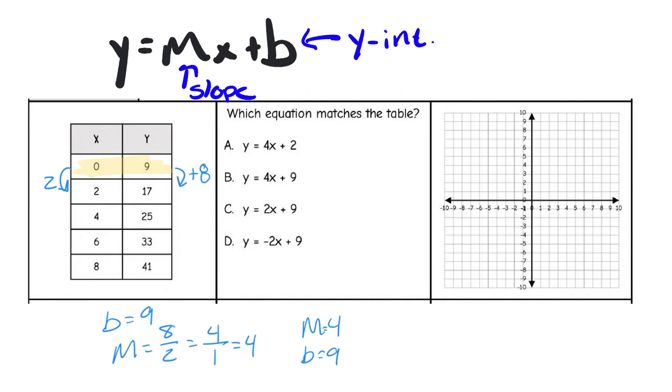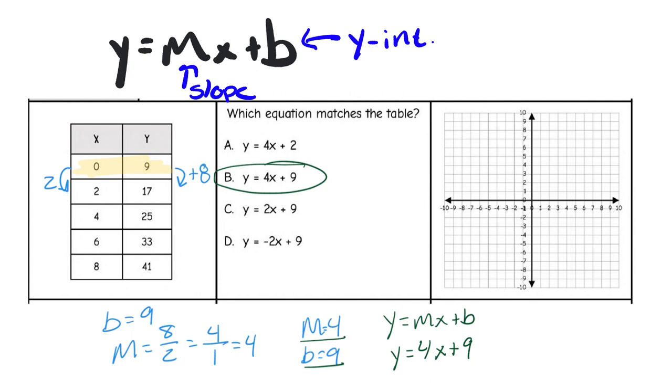Now let's rewrite the equation. So I have the equation y equals mx plus b with the appropriate numbers replacing the letters. Y equals 4x plus 9. Which option matches this? So we know that is B. Now we can graph that.